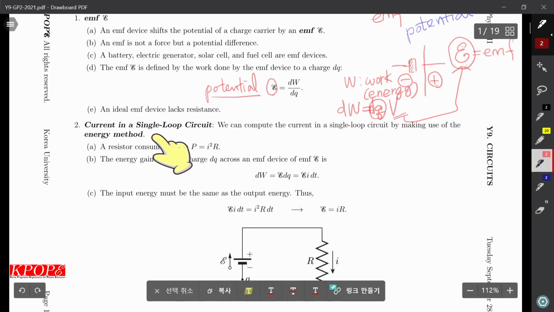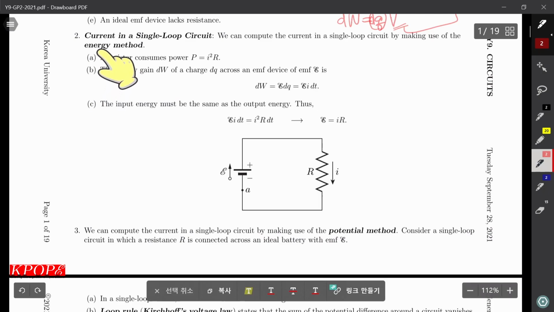An ideal EMF device lacks resistance. But in fact, an EMF device has its own resistance. Current in a single loop circuit: we can compute the current in a single loop circuit. A single loop circuit means a circuit made of a single loop. This is a loop.